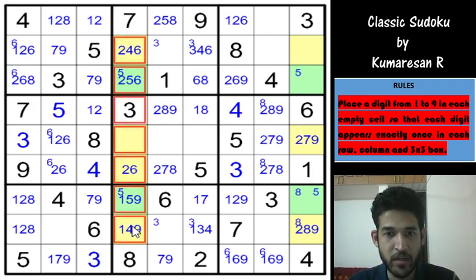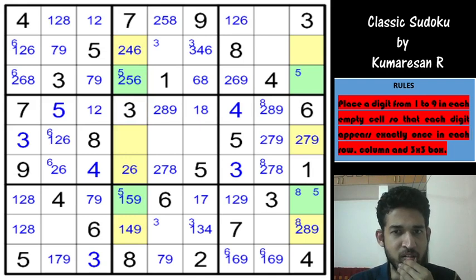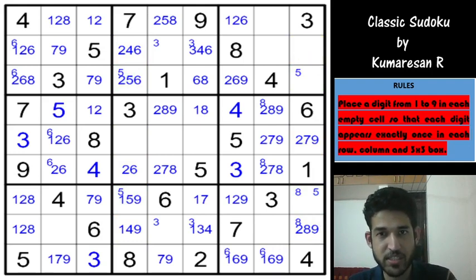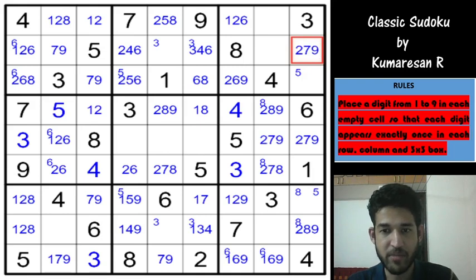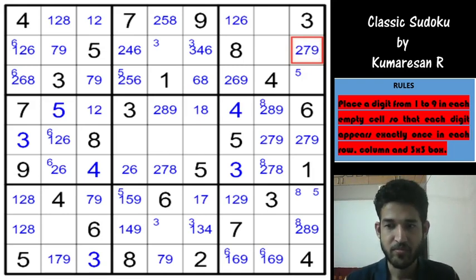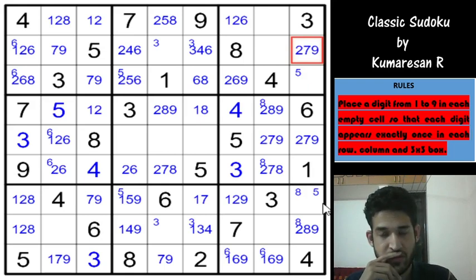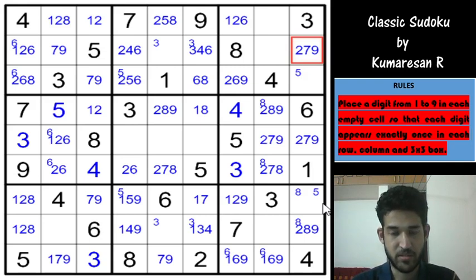So let me remove the highlighted cells from here. So I have 1, 3, 4, 6 and 5 and 8. So this cell must be 2, 7 and 9, right? Can't be anything else. So what am I missing here? Is there an X-wing of some other digit hidden here?